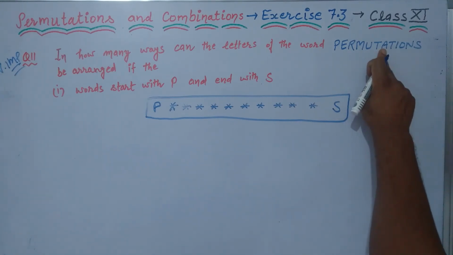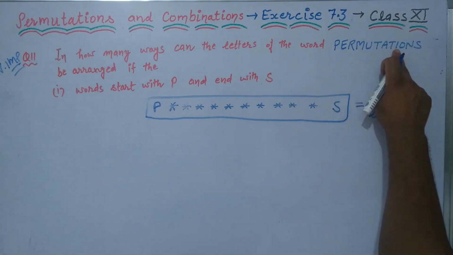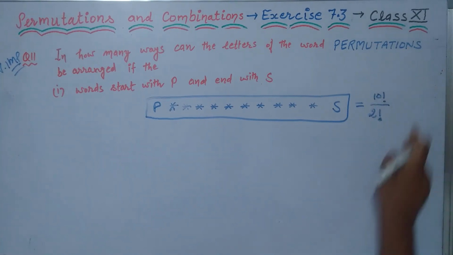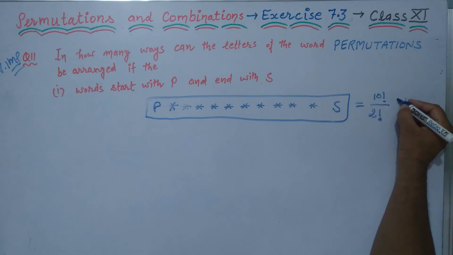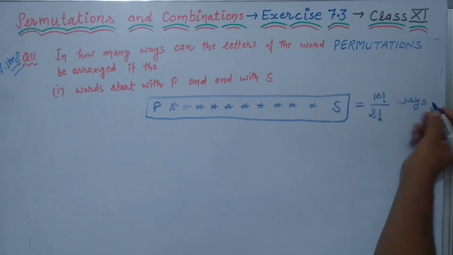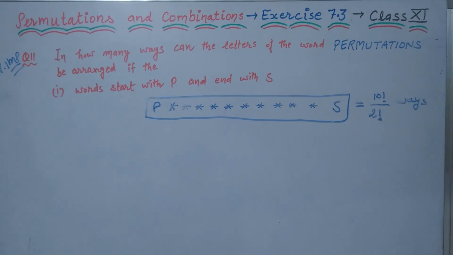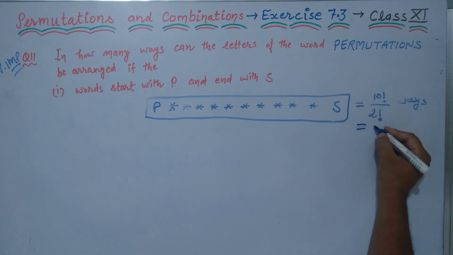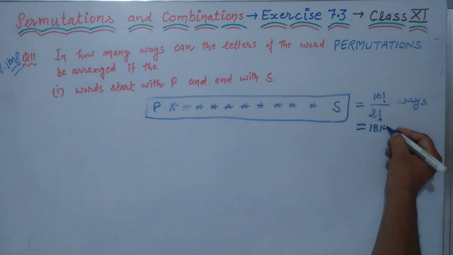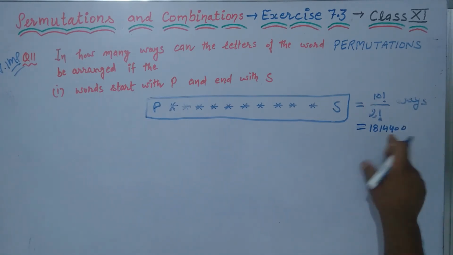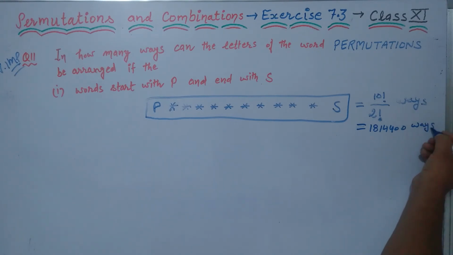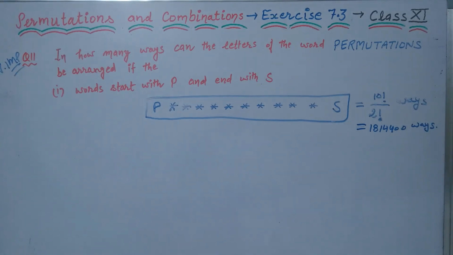After T, A comes one time, T is repeated, I again comes one time, O comes one time, N comes one time, S is not counted here. So this is the number of ways we can find the result of this. The answer will be equal to 18 lakhs 14,400 ways. Okay, now what is our second part?